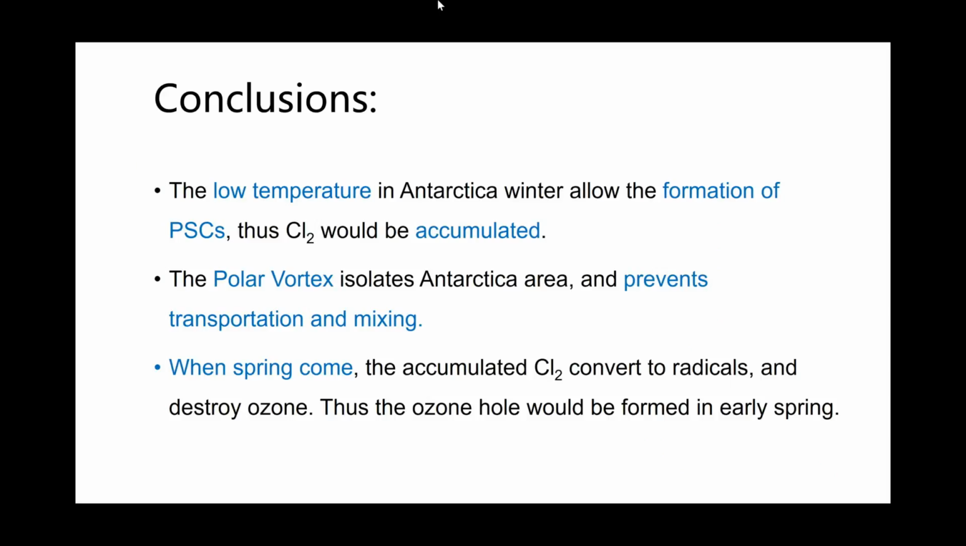The low temperature in Antarctica winter allows the formation and persistence of PSCs for a long time. Thus, the chlorine will be accumulated until springtime. Secondly, the polar vortex isolates the Antarctica area and prevents transportation and mixing. So, when the spring comes, the accumulated chlorine would convert to radicals and catalytically destroy the ozone. Thus, the ozone hole is formed in early spring over the Antarctica area.